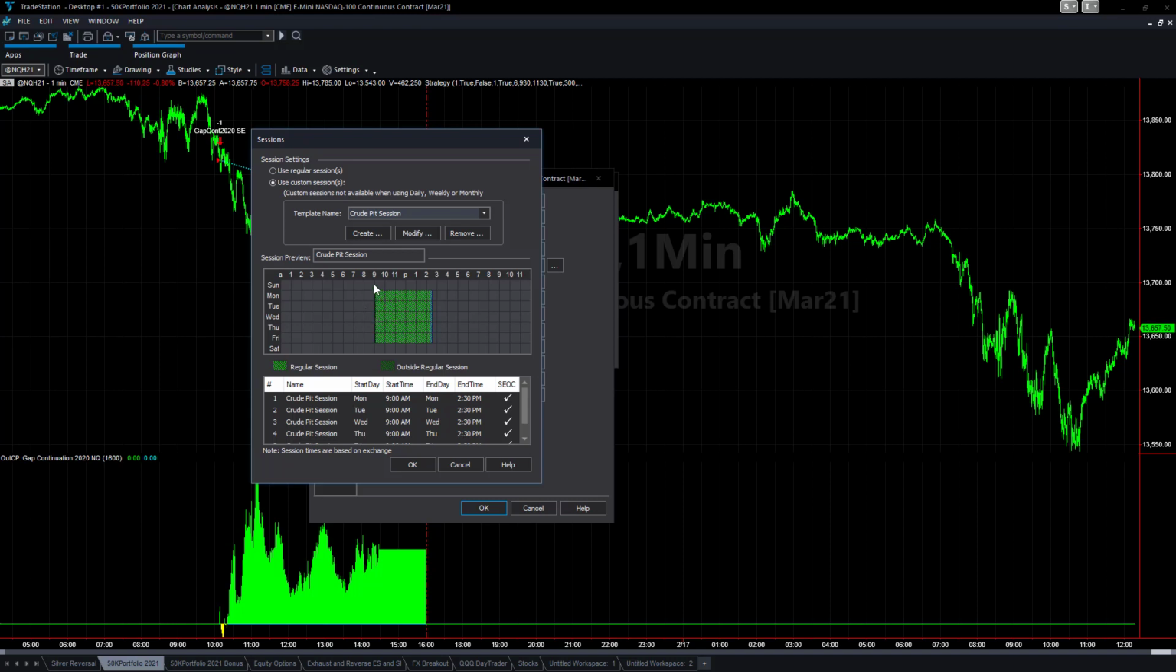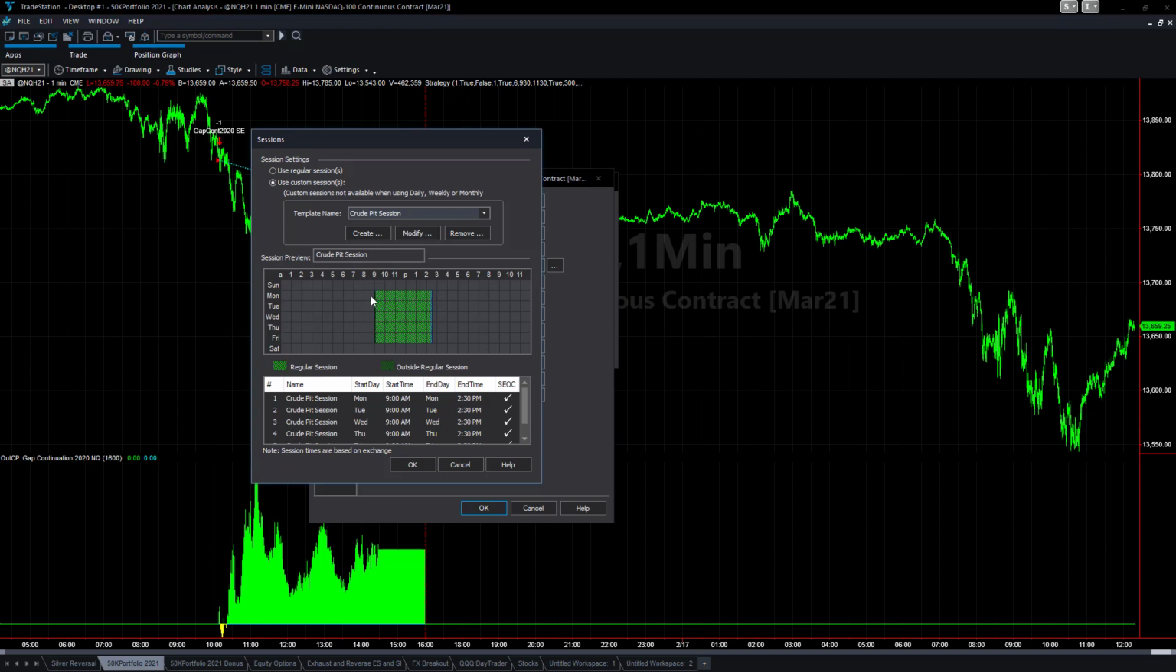So if you unhide data 2, it won't start showing data until 10 a.m. Eastern, 9 a.m. Central, depending on what your computer clock shows. And then it will show data until 2:30 p.m. Central, 3:30 p.m. Eastern Standard Time. And so that is the custom session.